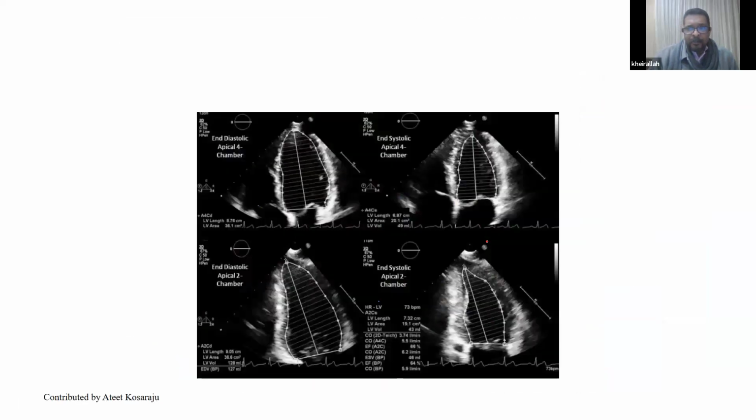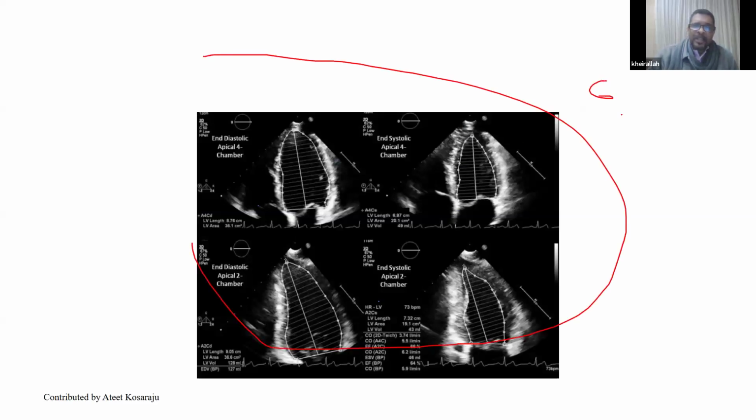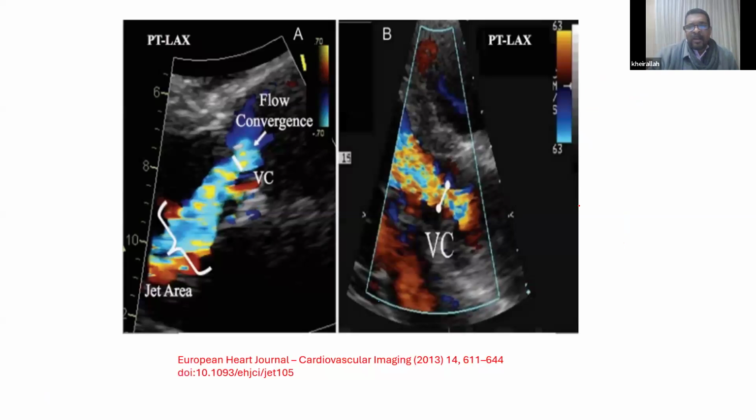But I want you to remember, this one is the modified Simpson way of evaluation of the ejection fraction. We are going to discuss technically how we do it when we evaluate for ejection fraction. And when we come to the regurgitation evaluation, I want you to remember that the jet has 3 components. This is very important.